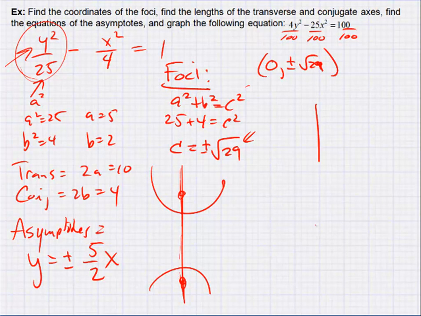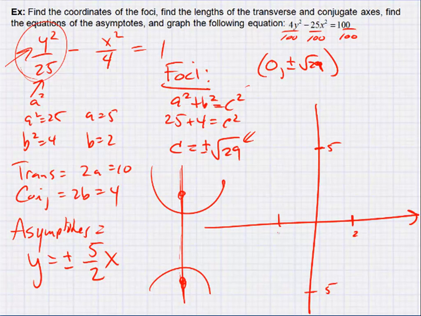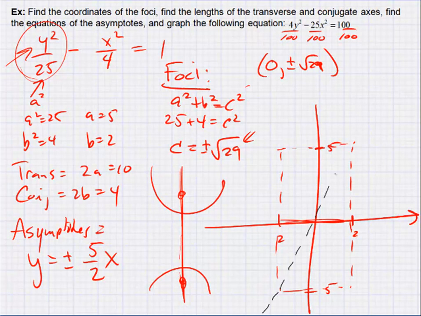Now if I wanted to graph this thing, it's again not hard. The vertical distance, which is a now, is going to be 5. The horizontal distance is going to be 2. That's the conjugate axis. That's the transverse axis. I make this box, which is more of a rectangular shape because those numbers are a little further away from one another. The diagonals of that box are my asymptotes.